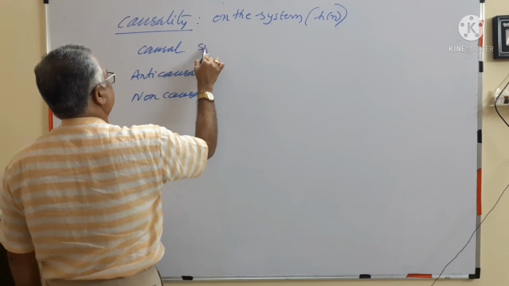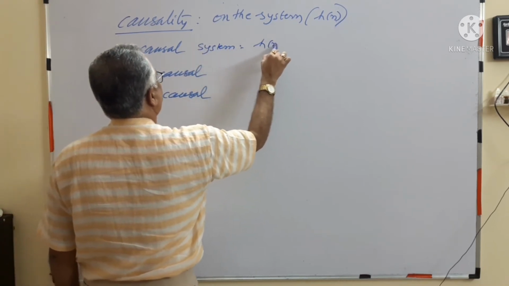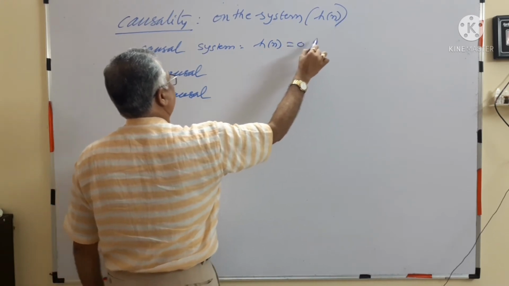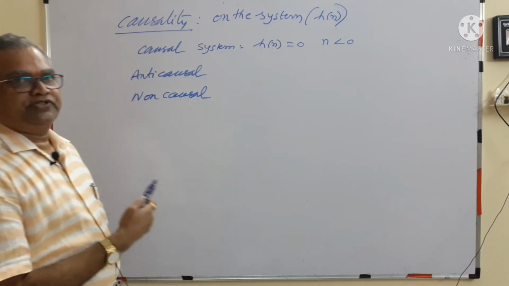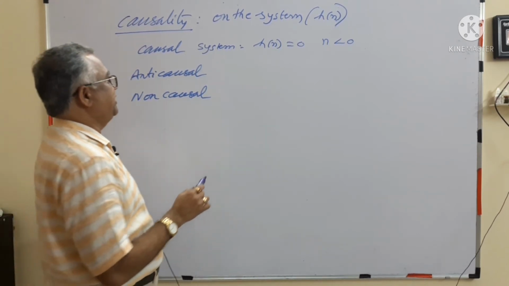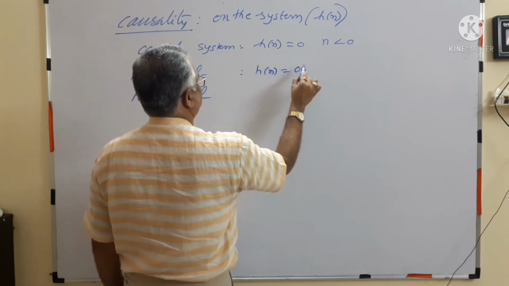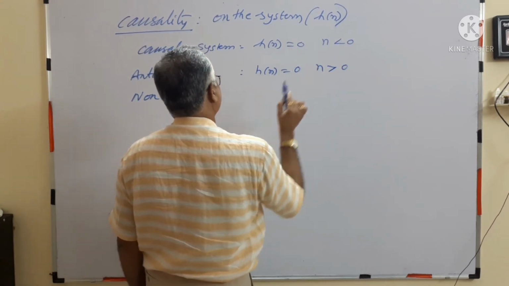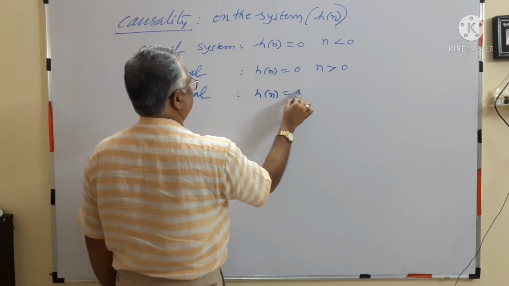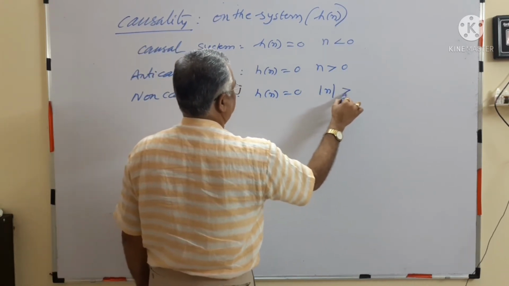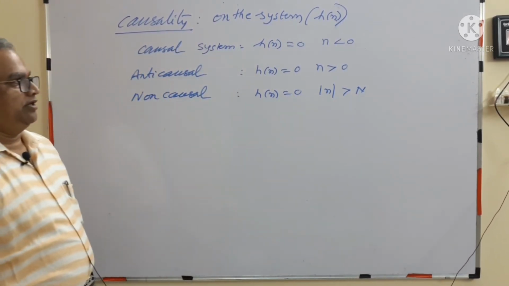Causal system means h of n equal to 0 for n less than 0. So the left side will not be there. Anti-causal: h of n is equal to 0 for n greater than 0. Non-causal: h of n is nonzero for mod n greater than n.